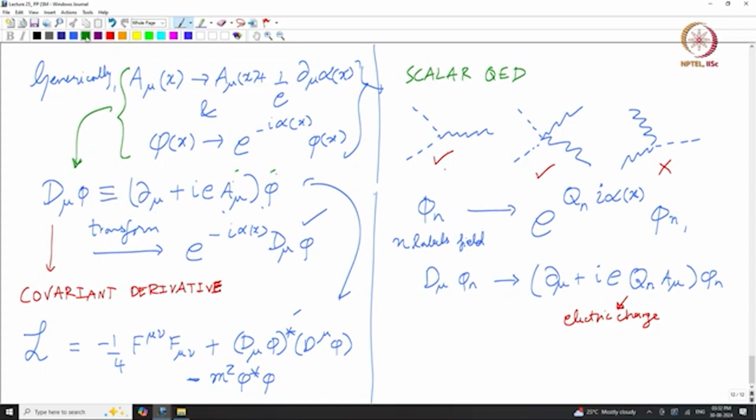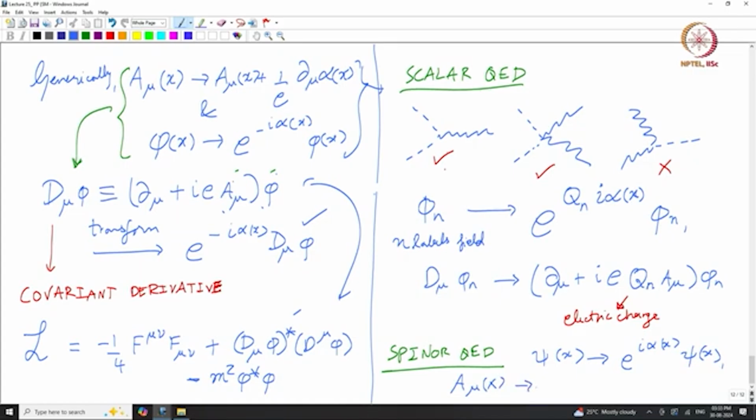Okay, so how about spinor QED now? That is, now we want to add fermions to a theory of photons, to the free photons. So I think now you will agree that a lot of these things exactly go through. Again, I can take a spinor field, my gauge transformation is just this, and of course for the photon nothing changes, that is still the gauge transformation.